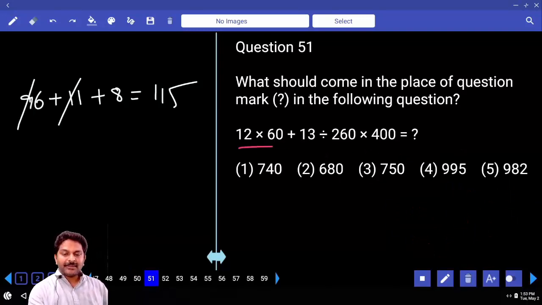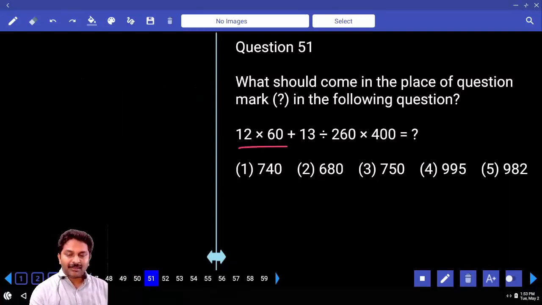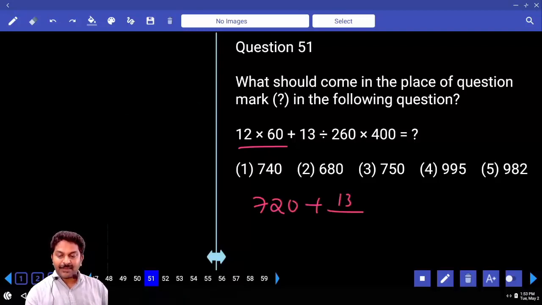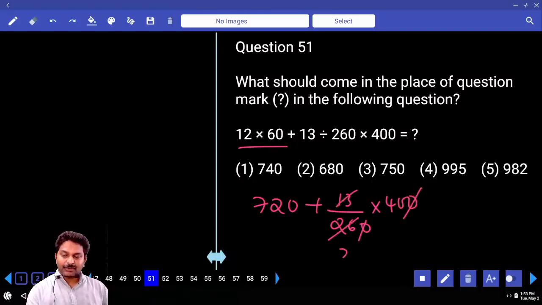Right. This can be easily solved. How much is that? 720 plus 13 by 260 into 0, 0 gets cancelled. 13, 2 times 2, 20 times. Answer.